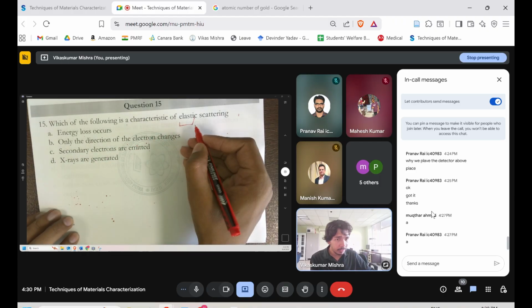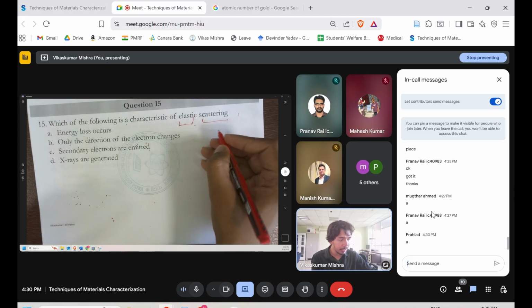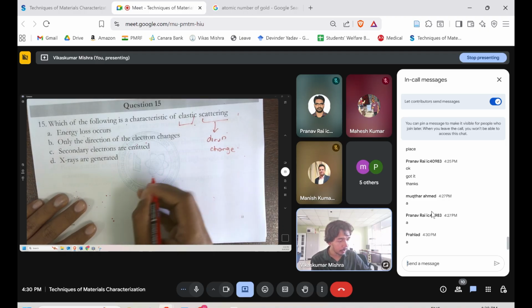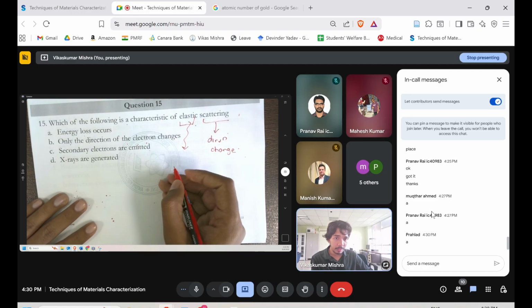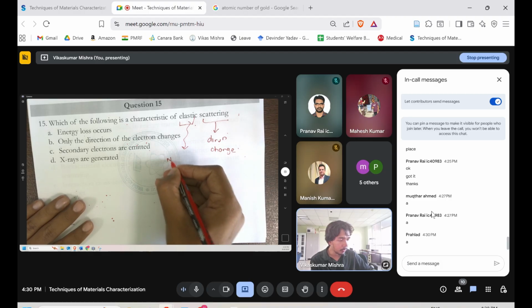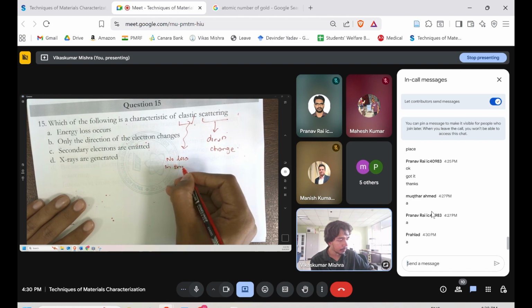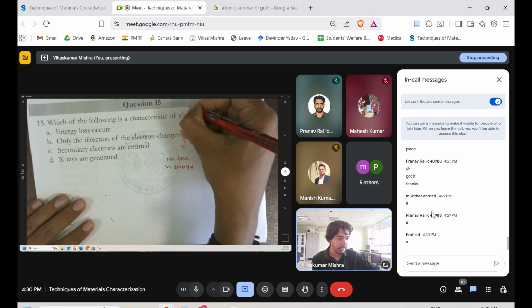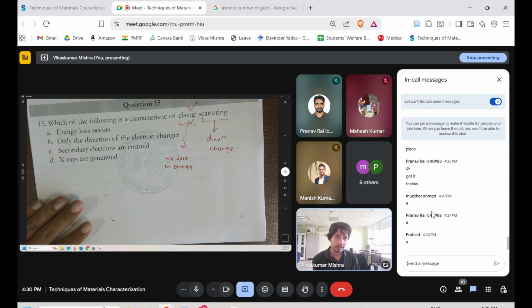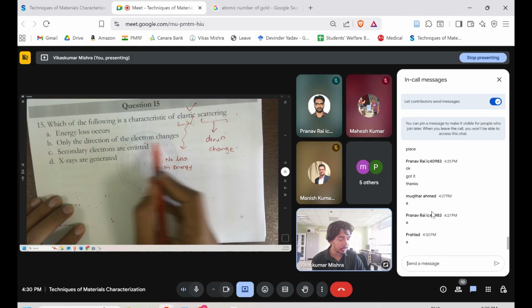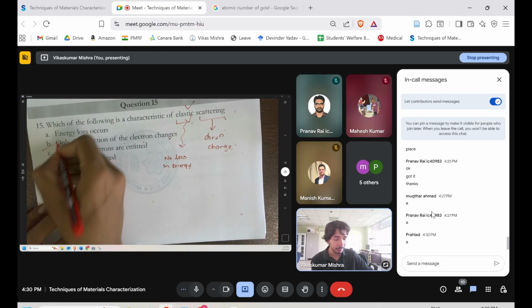Elastic scattering. Scattering is happening, which means that the direction is changing. Direction will change. Elastic means that there is no loss in energy. If the scattering is elastic, there is no loss in energy. But scattering is happening, so the direction will change. Only the direction of the electron is changing, not the energy. So energy remains the same. Will energy loss occur? No.